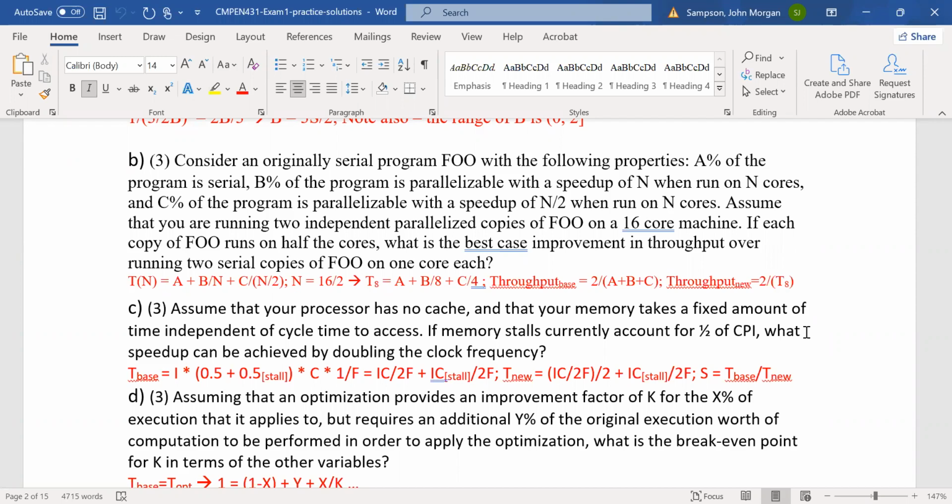So for instance, here we say, okay, what if, rather than just having a portion that an optimization is applied to, this optimization affects different portions of the program differently. Other than that, straightforward Amdahl's. Okay.